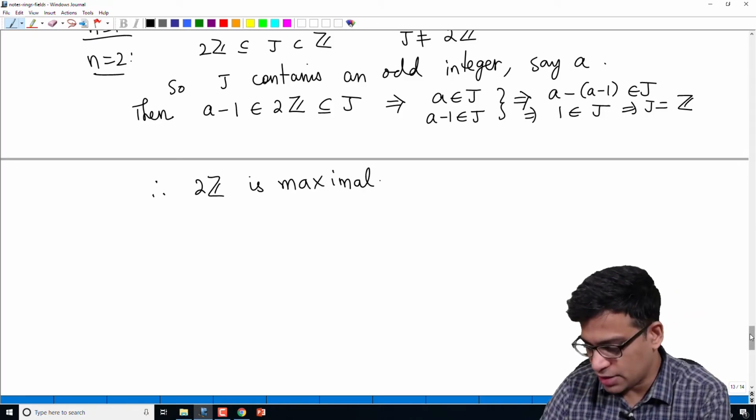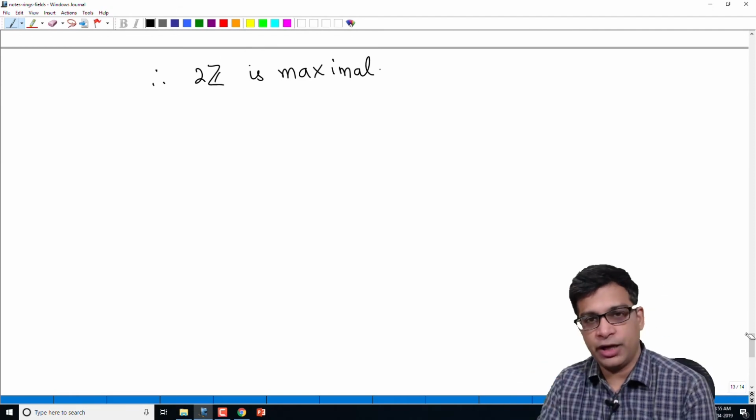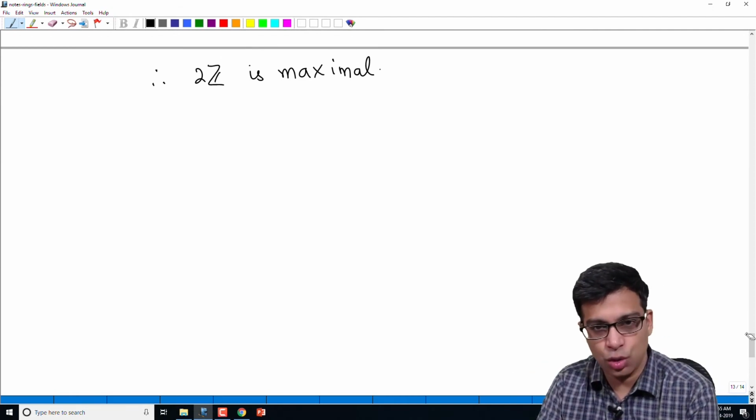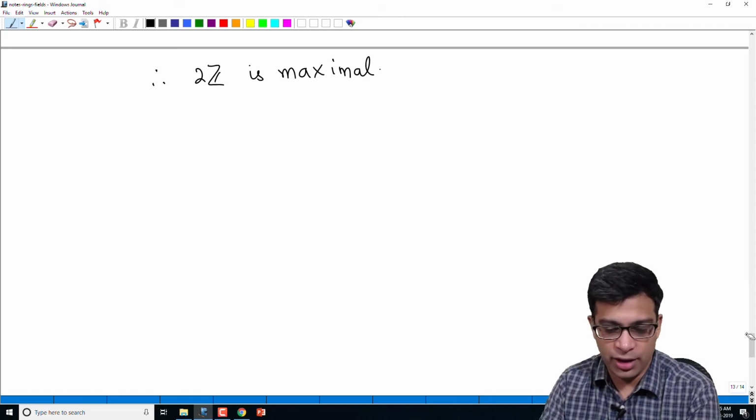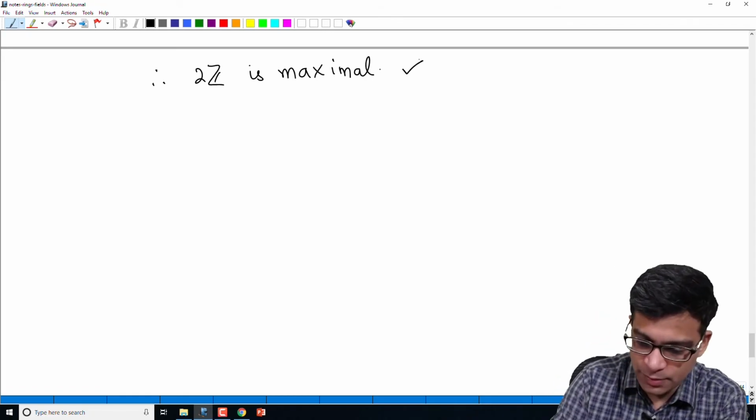Right? Because that is the definition of a maximal ideal. If you take any ideal that contains 2Z and that ideal is not 2Z, we showed that that ideal is the full ring Z. So it's a maximal ideal.